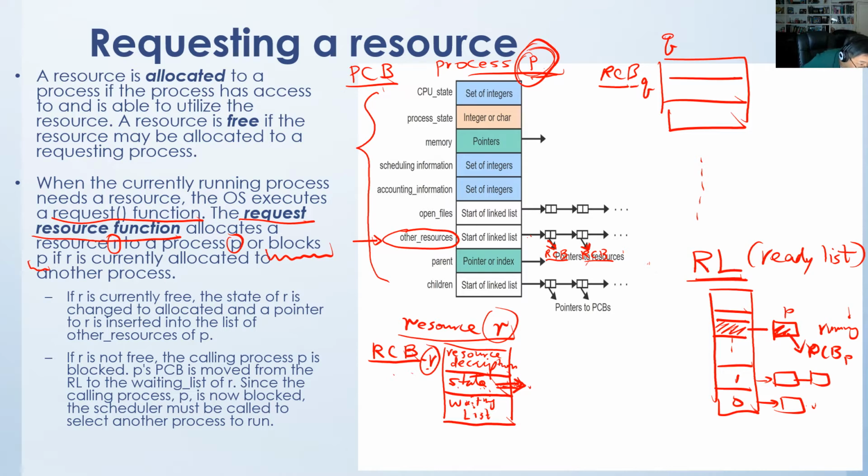What does block mean? Block means you change the state from running. It's no longer running. Also, it will remove the process from the ready list because it's not ready. It's waiting for resources to run, but the resource R is not available, so it's not ready anymore. So you're going to remove the PCB of process P from the ready list, place it over here, and put it on the waiting list of the RCB R.